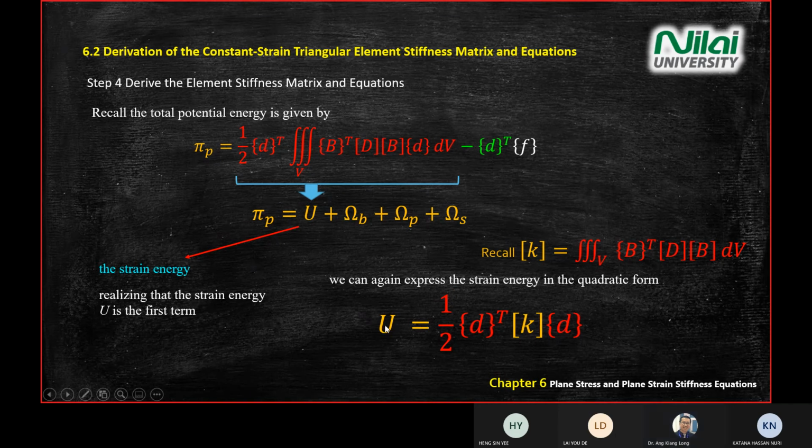So this is the summary of the potential energy, the important equation. U, the strain energy, equals 1 over 2 D transpose K times D, where T means transpose. So you'll get the strain energy. If you want to find strain energy, you use this equation.